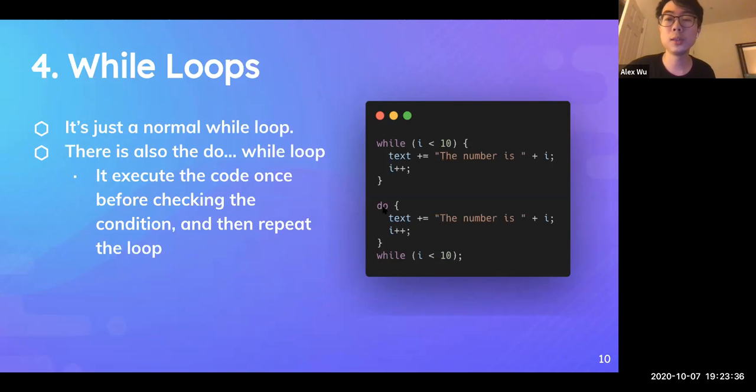You can also use a do while loop. A do while loop is pretty much the same as in other languages. You will execute the code in the do clause once, then check the condition, and then repeat the loop. This is kind of like an alternative to a while loop, where sometimes you need to execute the code once before checking the condition, and this is pretty useful. So yeah, these are while loops.